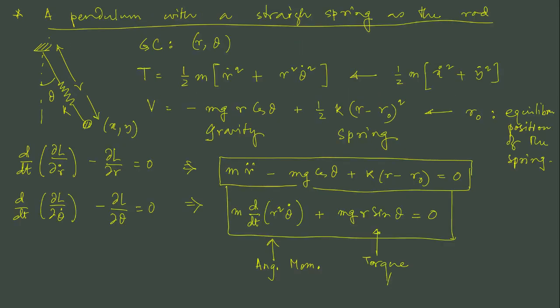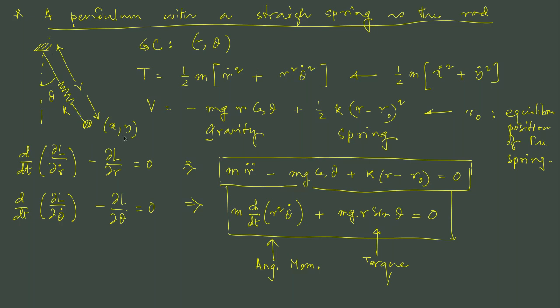A pendulum with a straight spring as the rod. This is basically a mixture of the two previous examples, a spring system and the pendulum. So here we have a spring. It is a straight spring. And here is the bob. Let's suppose this distance is r and this angle is theta.